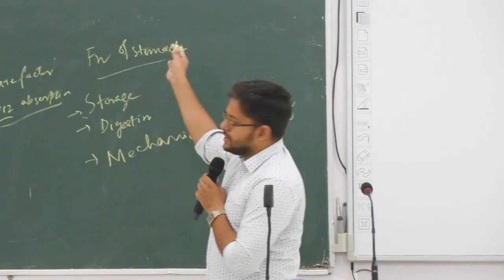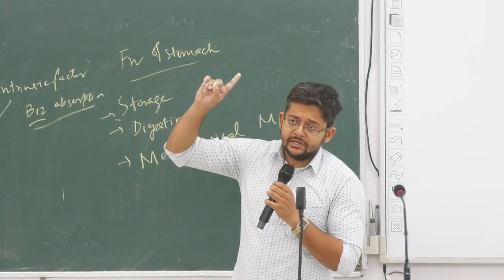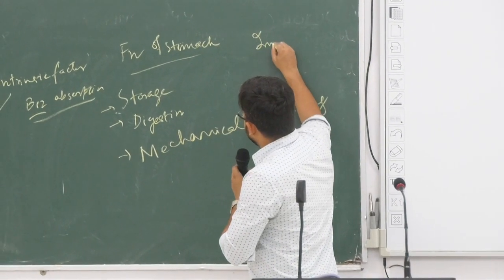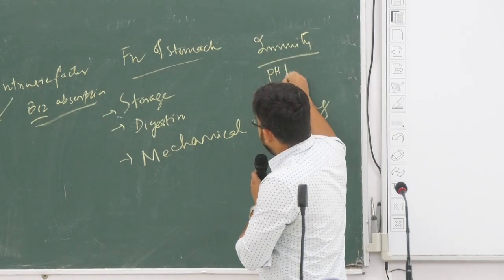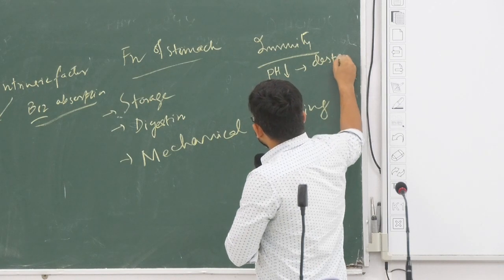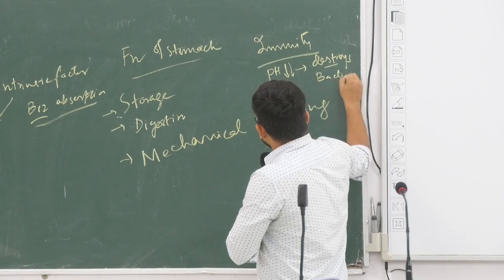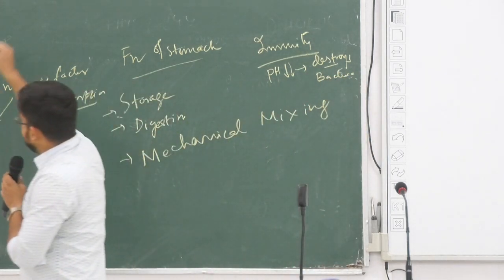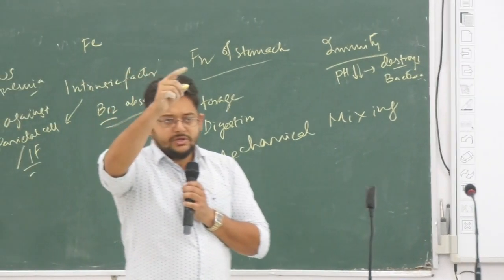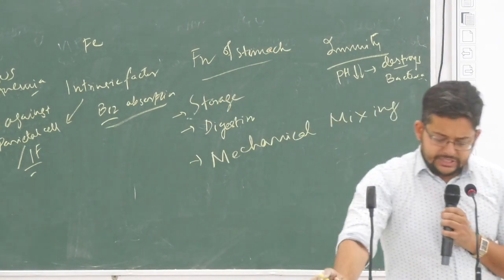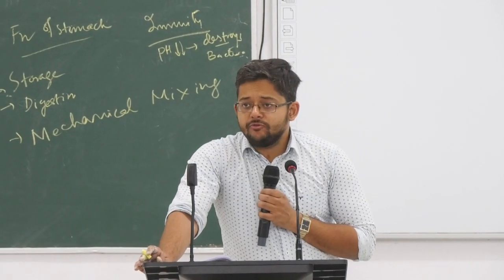What other function of the stomach? Immunity. Can it help in immunity? Definitely it can help in immunity. It does so in two ways. The high acid or low pH destroys the bacteria. Very low pH is present in the stomach, so it destroys the bacteria. What else? It helps in oxidization of iron, from ferrous to ferric formation.